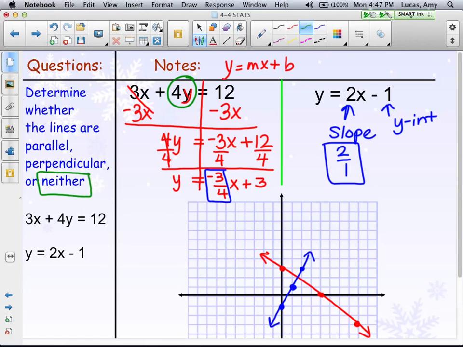If you just graphed them, you may have selected that they were perpendicular and then you would have the wrong answer. So make sure that you are actually comparing their slopes. Comparing these two slopes to each other, they did not flip and change. They changed sign, but they did not flip. They're not reciprocals of each other.